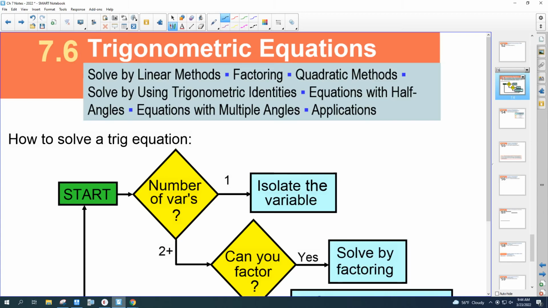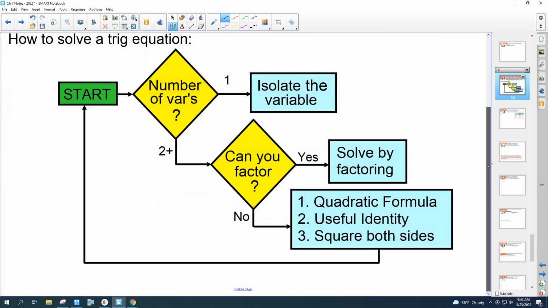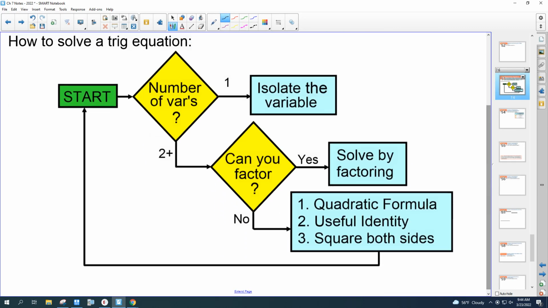7.6 trig equations. We're going to solve a bunch of trigonometric equations. I like to start with this flow chart. This flow chart kind of breaks it down into, what do I do if it's this and what do I do if it's that?